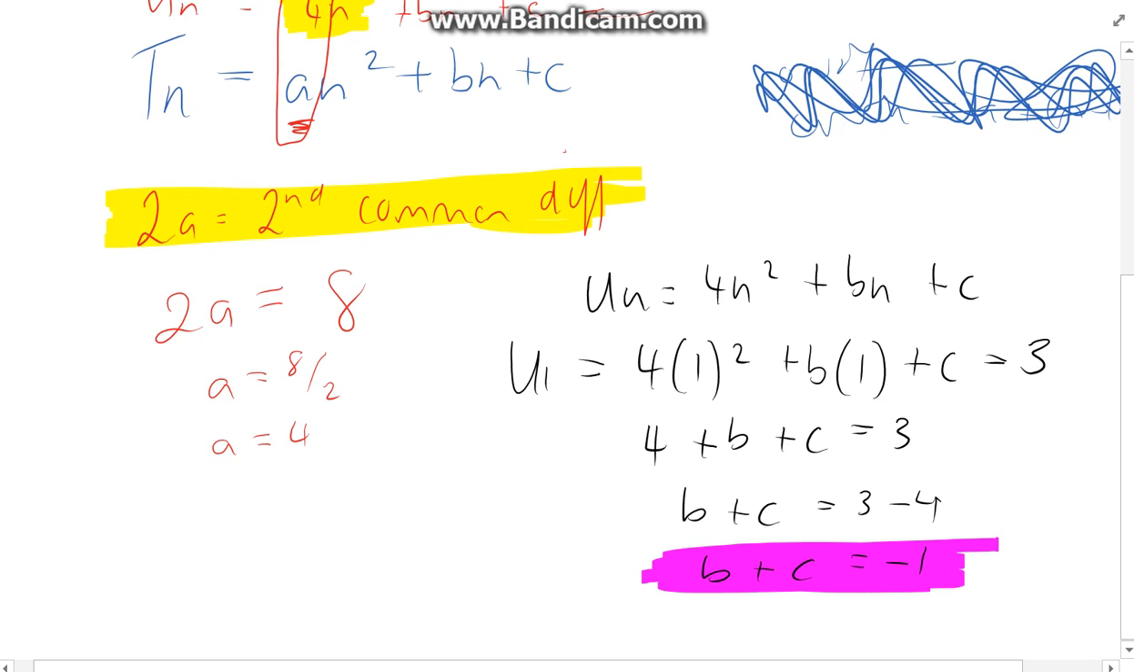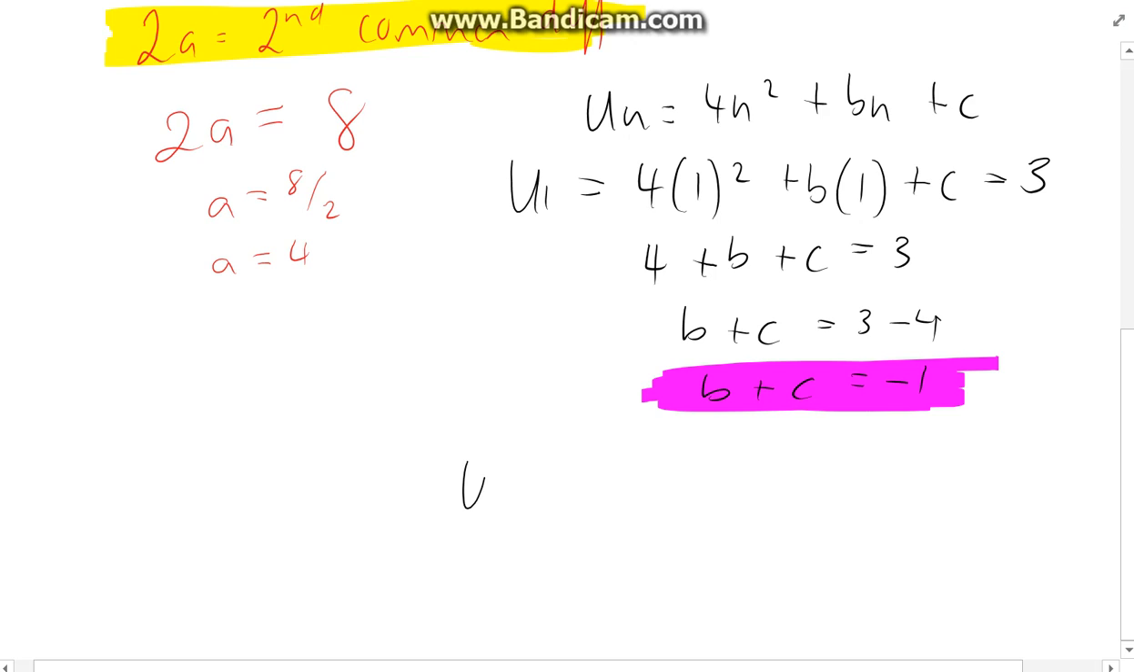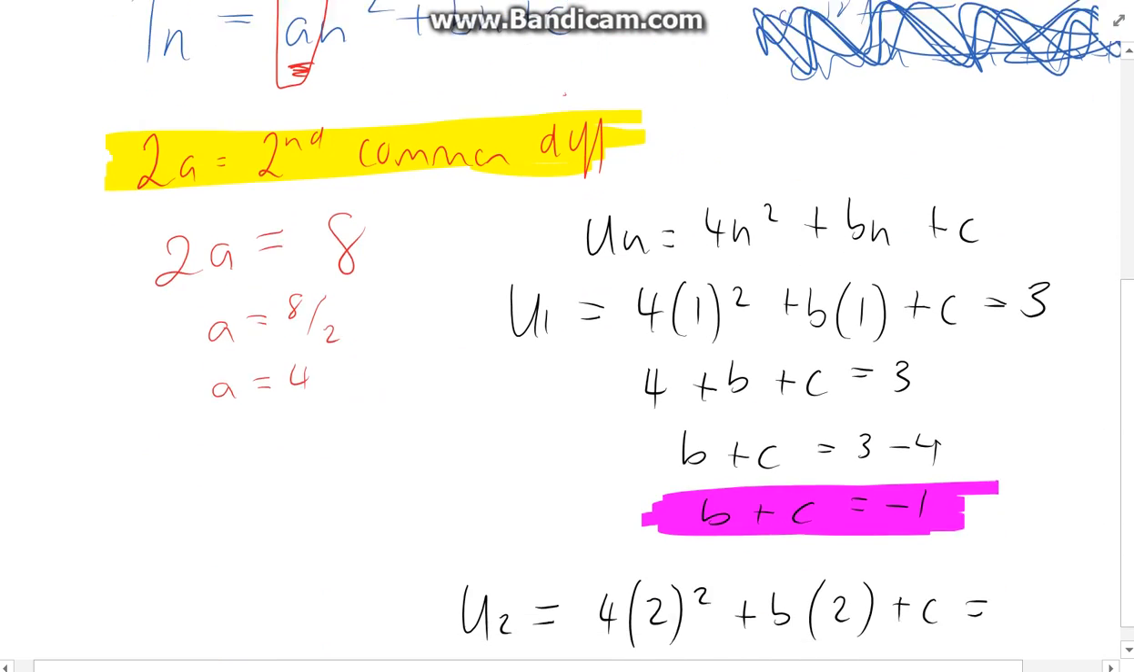You know there's 2 unknowns, so you're going to end up with 2 equations, 2 unknowns, and you're going to be doing a simultaneous equation. Let's try to find the second one. So instead of writing term 1, I'm now going to write term 2. And everywhere I had an n, I'm going to sub in a 2. So b times 2 plus c. And I can let that all equal 12, because term 2 is equal to 12.